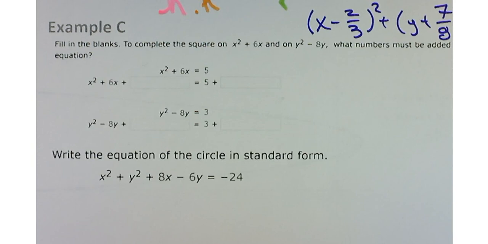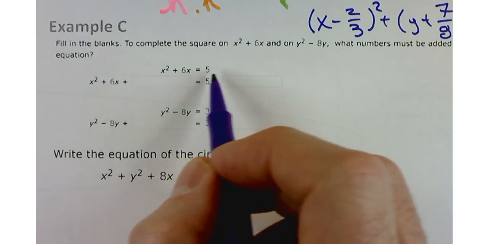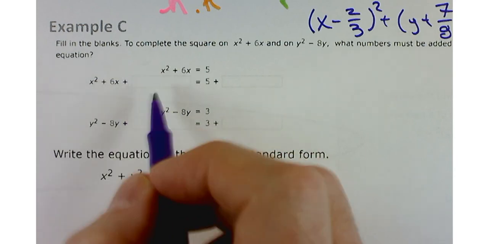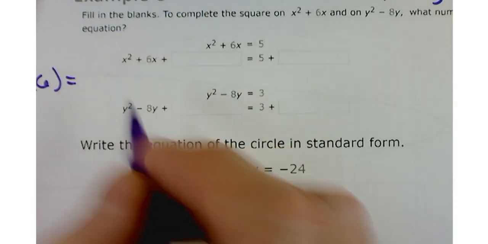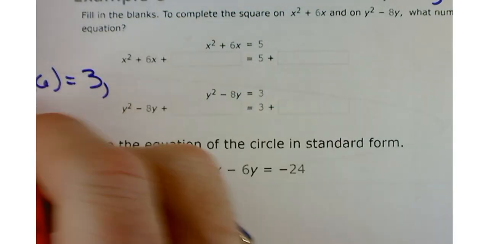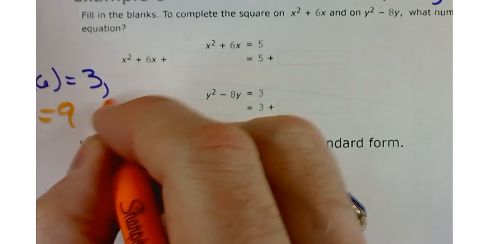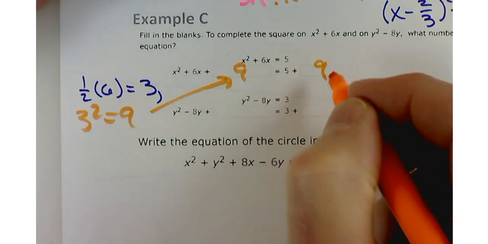And the reminder goes back to completing the square. So when you have something like x squared plus 6x equals 5, well, okay. Remember how to complete the square. You take half of 6. Half of 6 gives you 3. And then 3 squared gives you 9. And it's that 9 that's going to go right here. If I add 9 to the left-hand side, I also have to add 9 to the right-hand side.